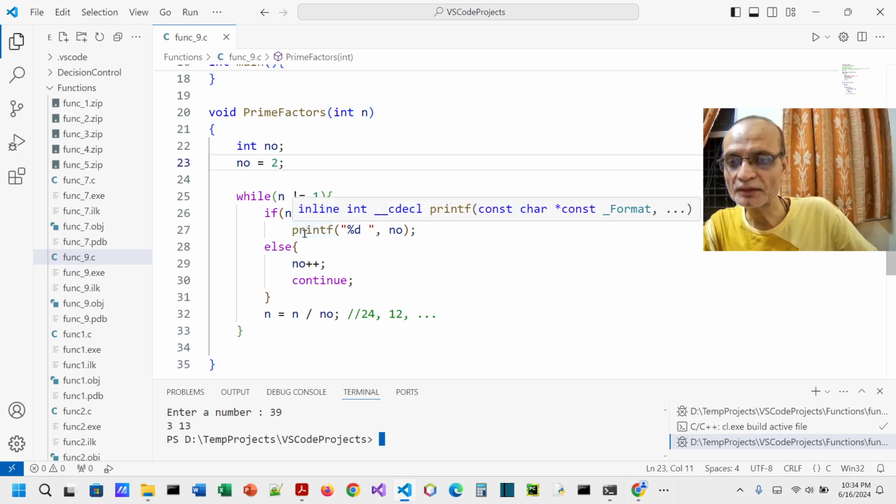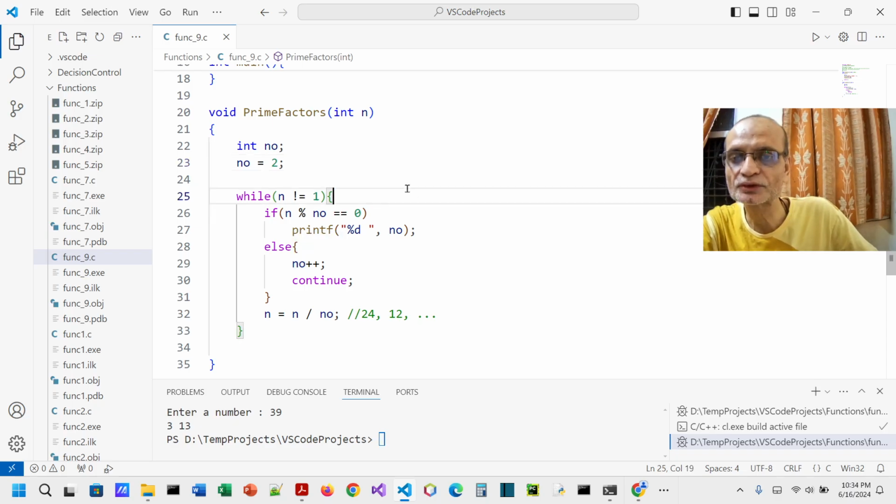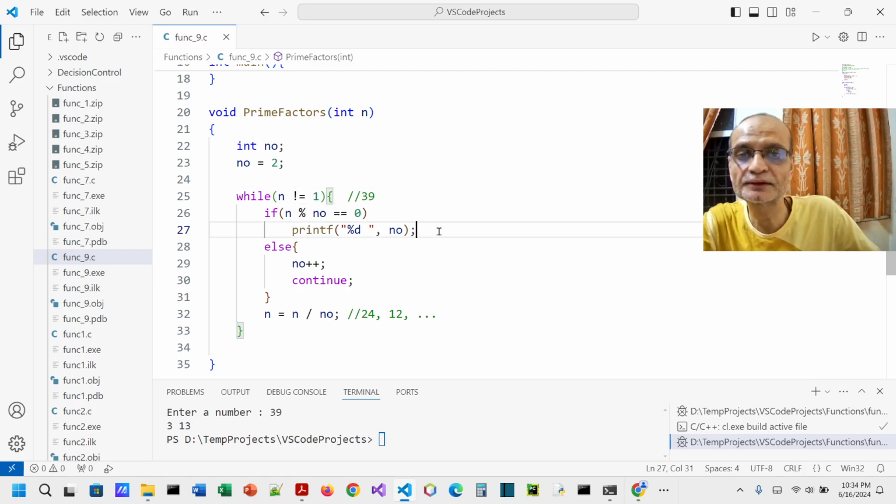Now here particularly what will happen, so let's do it once again. Here let me put 39, so 39 was the input, so 39 mod 3. So that means here you got NO. NO was 3, so it printed 3. Then obviously it will not enter. So then N became 13. Why? Because this 39 divided by 3. So this N is 13, so here N becomes 13.